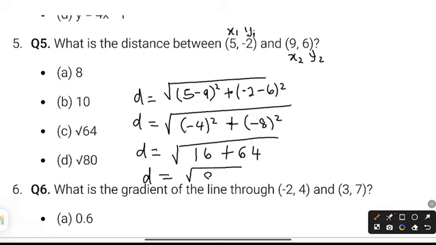So what are we going to have? We're going to have 80. Are you getting it now? So the square root of 80. We have this to be the right option, that is option D.